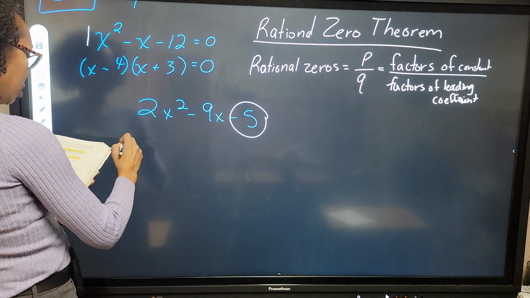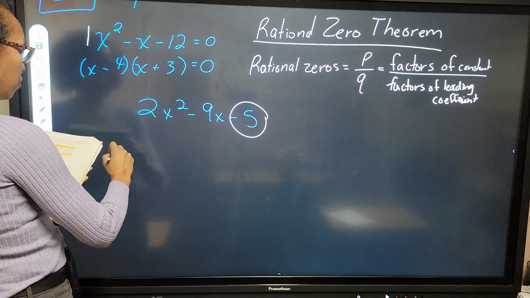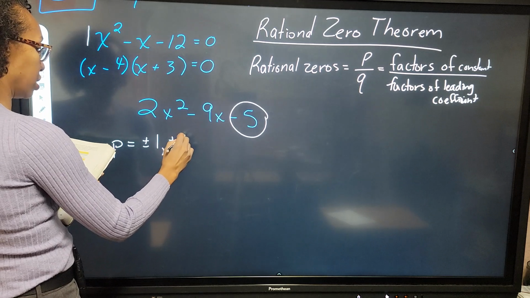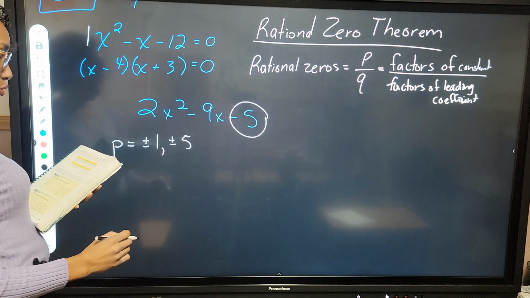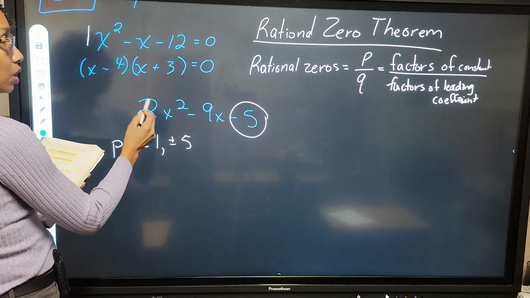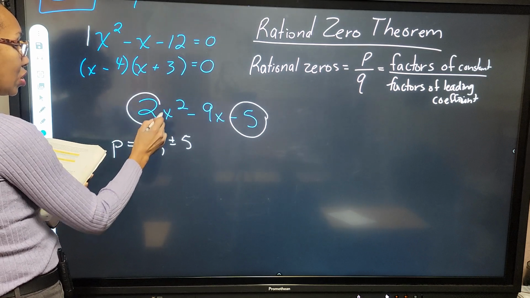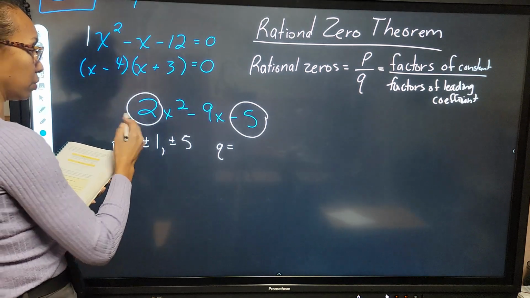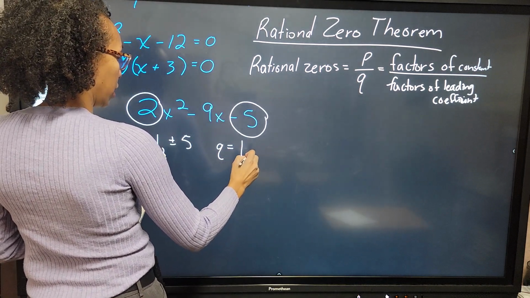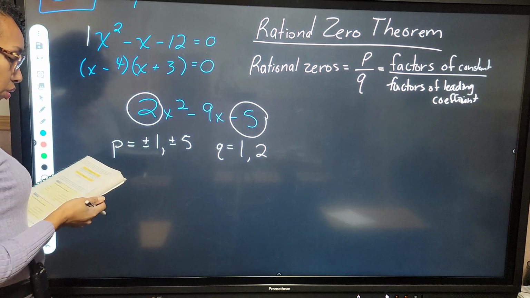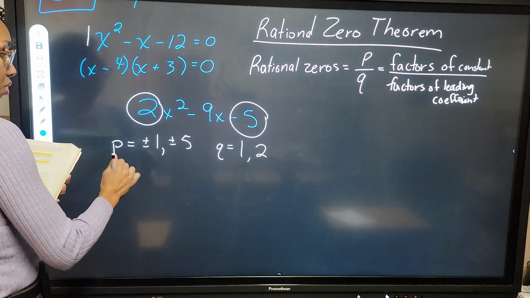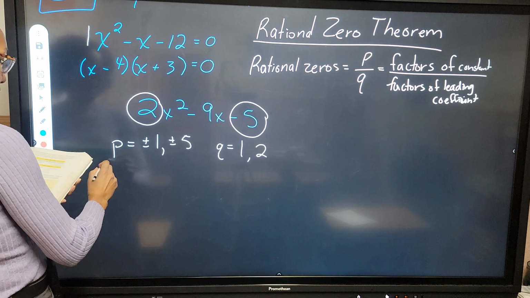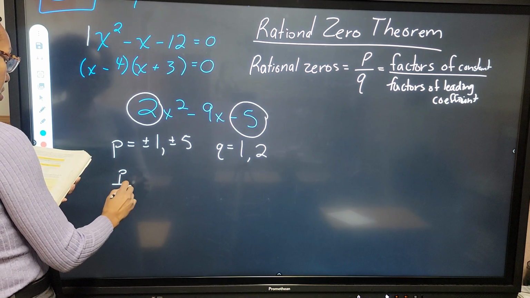So they're showing us the factors of the constant, which would be our p value. That p could be plus or minus 1 or plus or minus 5. For our q value, the factors of the coefficient of the leading term, here we've got 2. So our q value would be plus or minus, only the positive, so just 1 and 2. Now we're going to list all of our possible zeros by taking all of the p's and dividing them by each q. You can see they have the list of rational zeros, p divided by q.